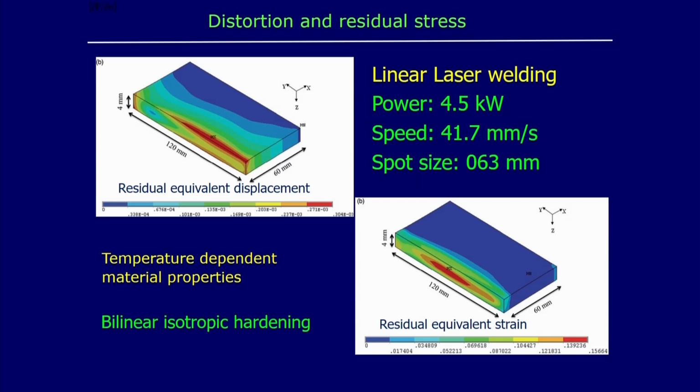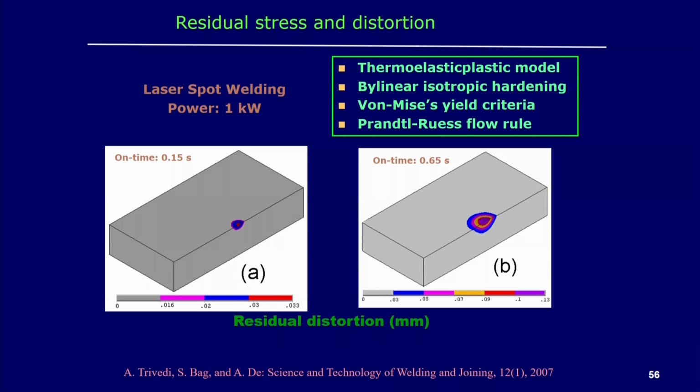Here you can see the displacement is maximum along the edge where the heat source moves, and in the second case the residual equivalent strain is also generated more or less along the weld line. So, this way it is possible to predict through a finite element based numerical model the residual equivalent displacement and residual equivalent strain, that means a single value of displacement and a single value of strain. Here you can see the maximum strain is around 0.156, and the residual displacement we can find is around 0.3 millimeter.